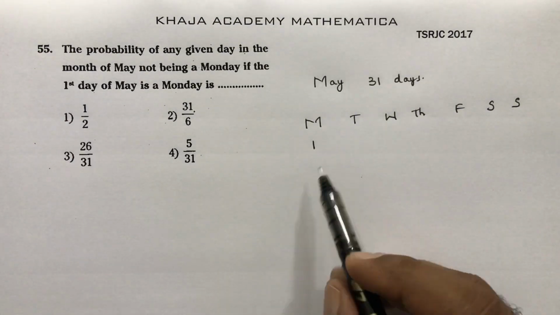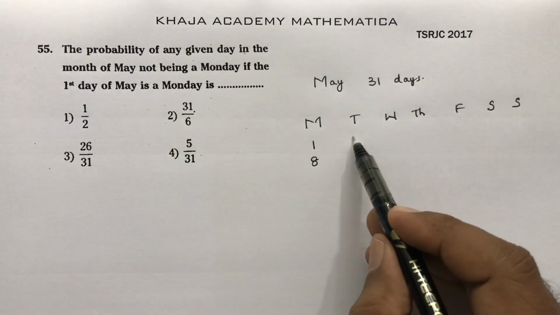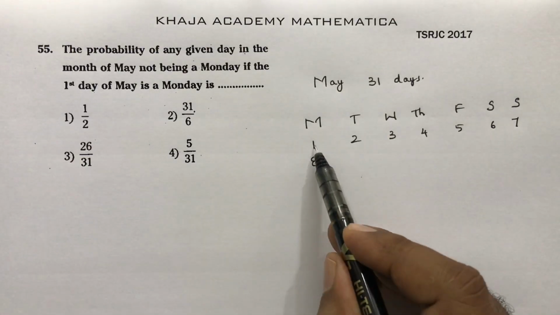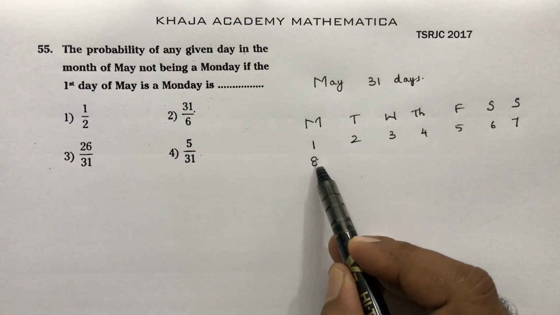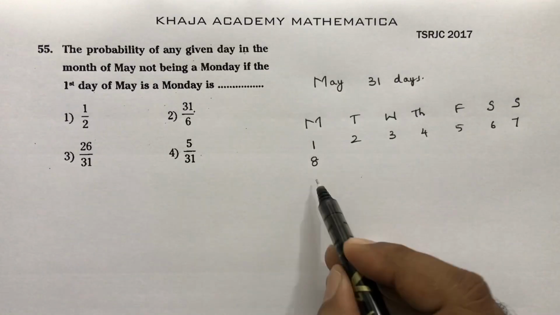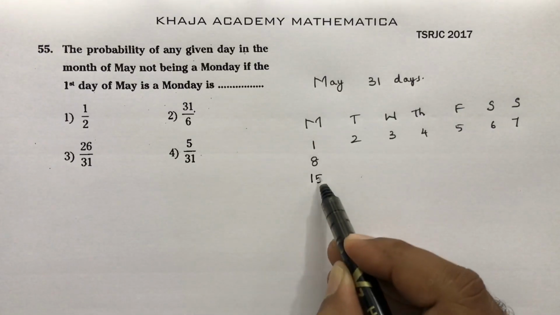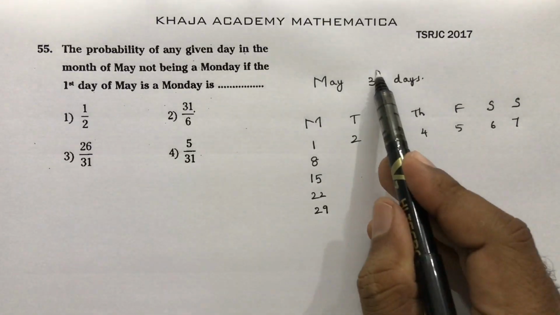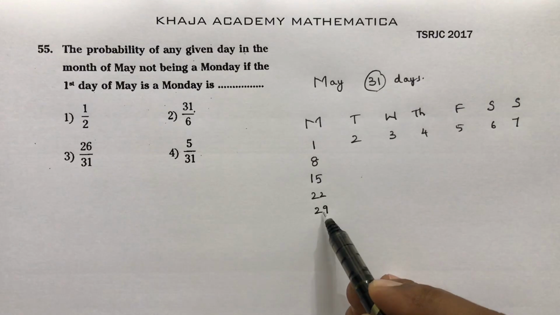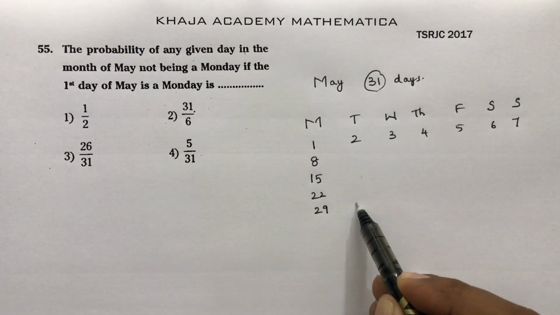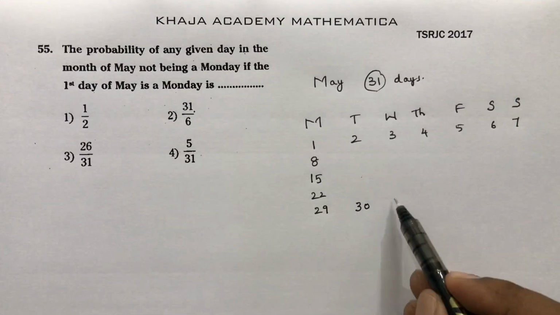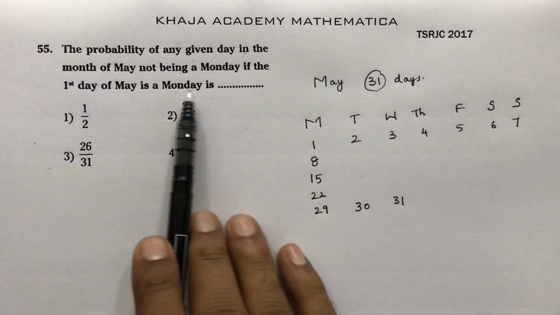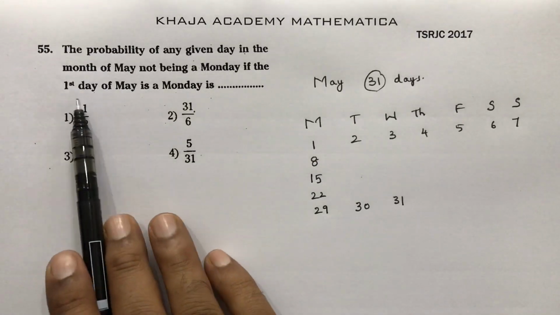So the next, 8th, is plus 7: 2, 3, 4, 5, 6, 7. If I add 7 to this, the 8th date will again be Monday. Add 7, again the 15th, add 7, 22nd, add 7, 29th. We have 31 days. So the 29th of May also will be Monday, the 30th will be Tuesday, and the 31st will be Wednesday.